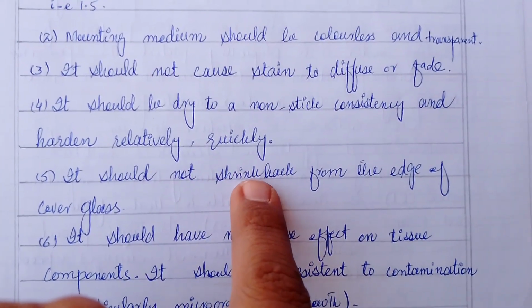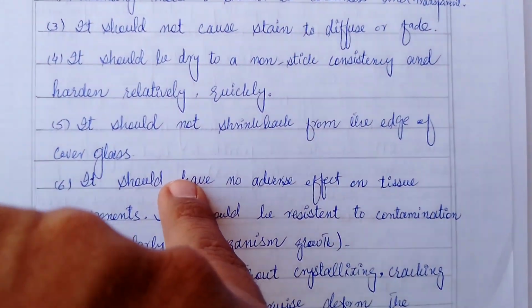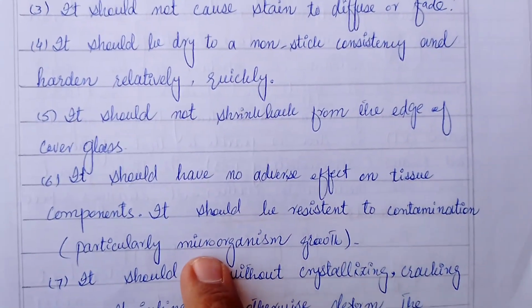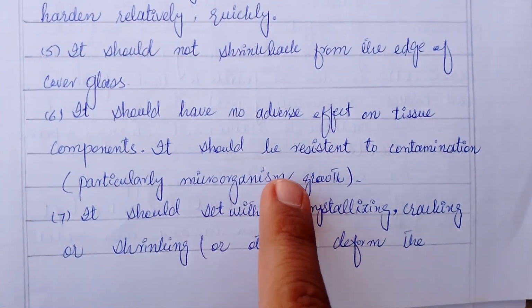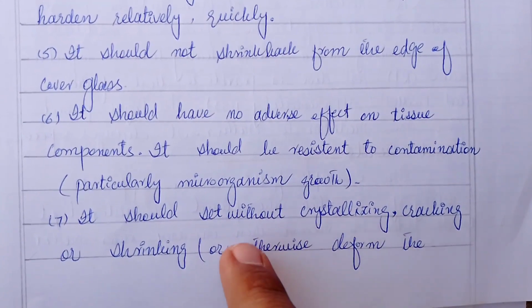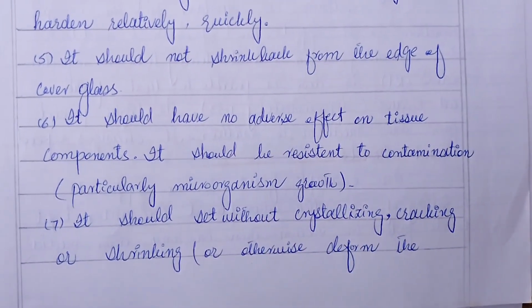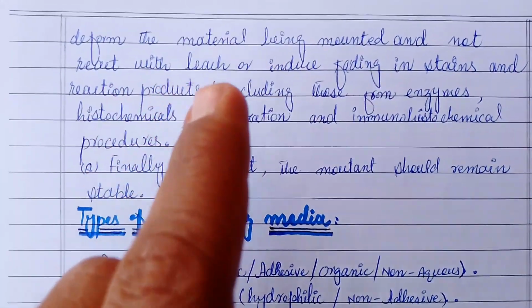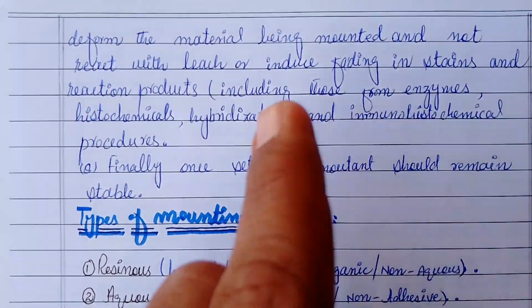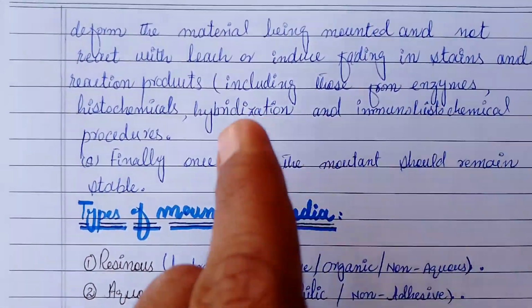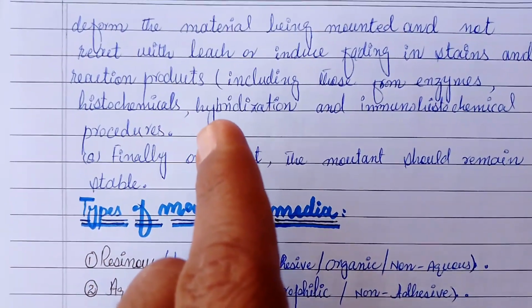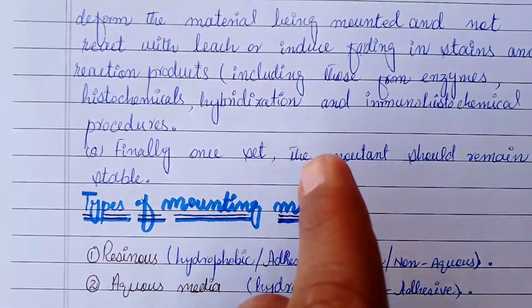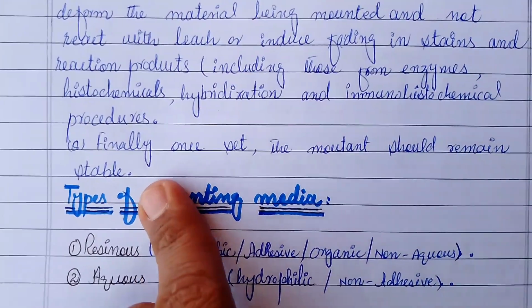It should not shrink back from the edge of the cover slip. It should have no adverse effect on tissue components. It should be resistant to contamination, particularly microorganism growth. It should set without crystallizing, cracking or shrinking, or otherwise deforming the material being mounted, and not react with, leach or induce fading in stains and reaction products in histochemical, hybridization and immunochemical procedures. Finally, once set, the mount should remain stable.